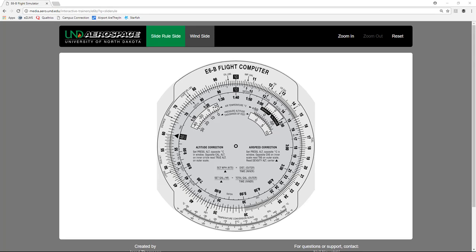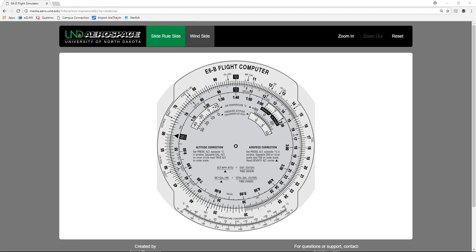So true airspeed is a little bit different. In subsonic flight, true airspeed is simply your calibrated airspeed corrected for temperature and pressure, or in other words, true airspeed is your calibrated airspeed corrected for density. So true airspeed gives you a true measurement of the speed of the aircraft in relation to the air mass that it is flying within.